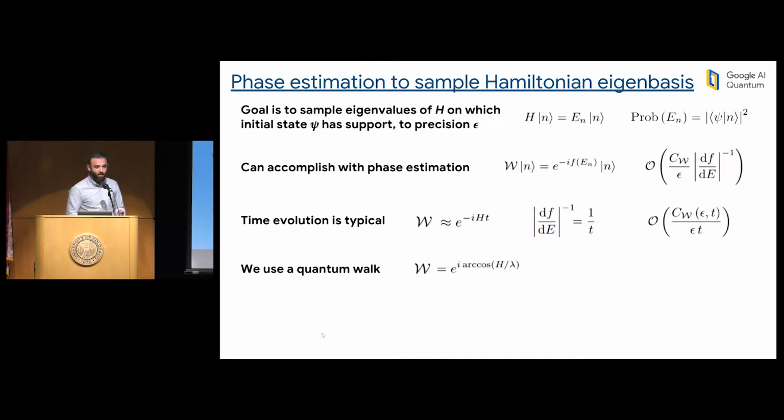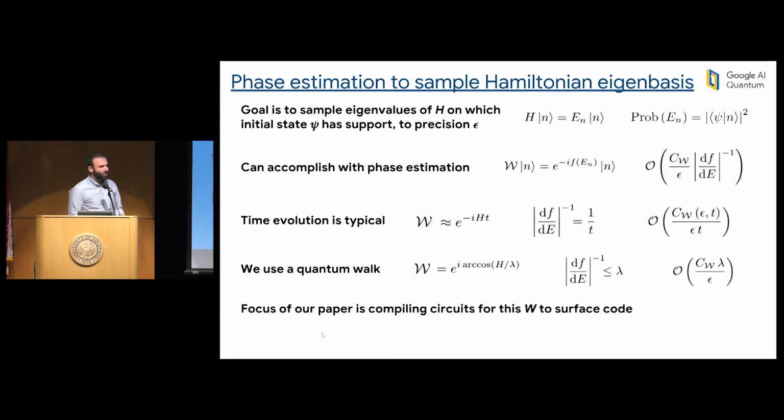We're going to use this quantum walk operator, which you can sort of think of as being time evolution under the arcsine of the Hamiltonian scaled by this normalization lambda. In this case, the cost is going to end up being the cost of implementing this quantum walk times lambda divided by epsilon. Up to errors from circuit synthesis, there is no error in realizing this quantum walk. Unlike Trotter, there's not some number of steps that needs to be refined. It's just exact, which is kind of interesting.